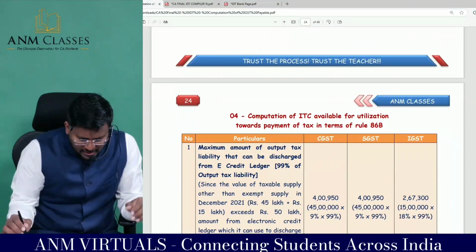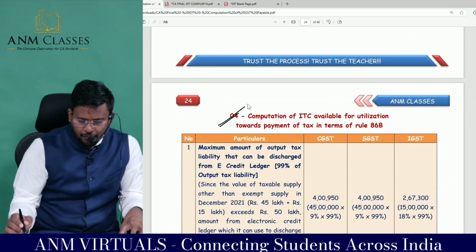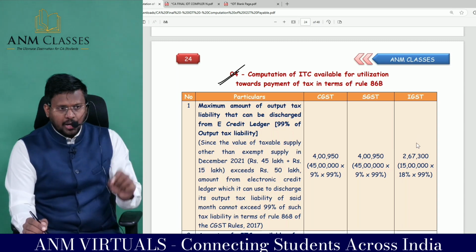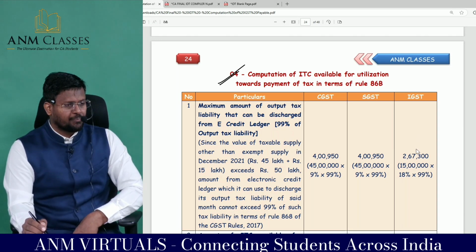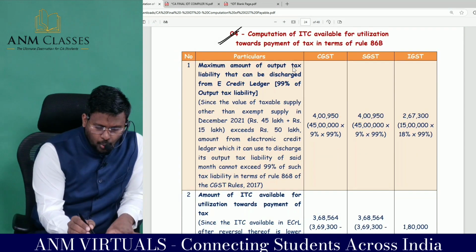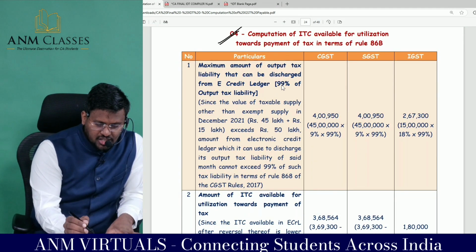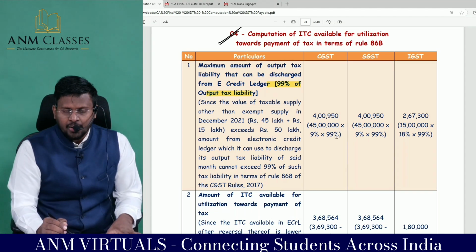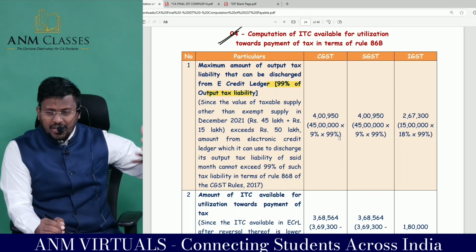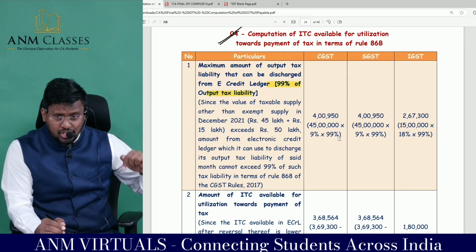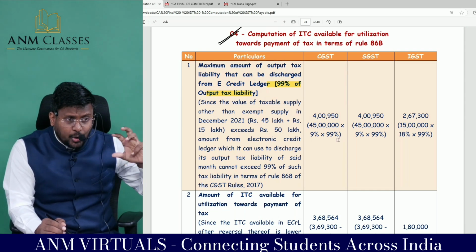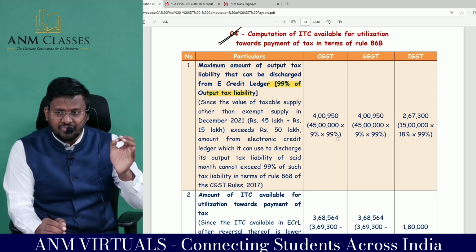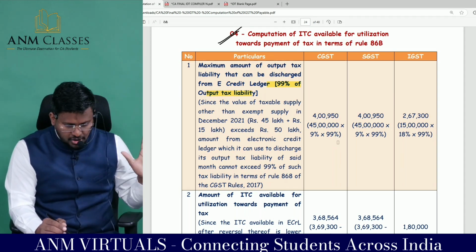Now I am going to calculate the computation of ITC available for utilization towards payment of tax in terms of Rule 86B. Now the implication of Rule 86B is coming. We all know that the maximum amount of output tax liability that can be discharged from the electronic credit ledger is 99% of the tax liability. Don't understand that it is whatever amount is available in the electronic credit ledger into 99%. No, sir, it is output tax liability into 99%. That is the biggest understanding from this question for you.